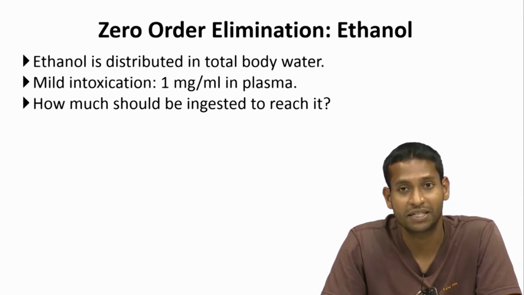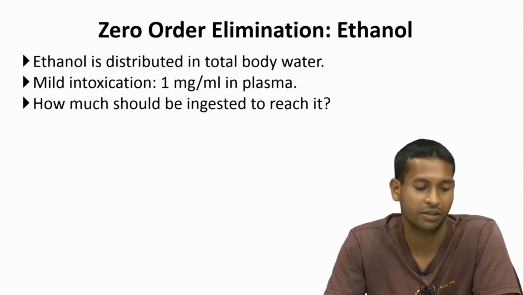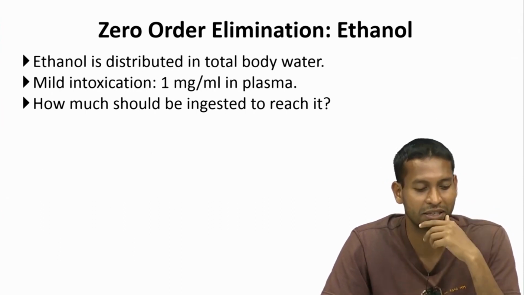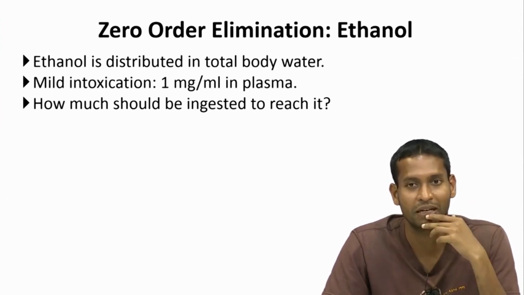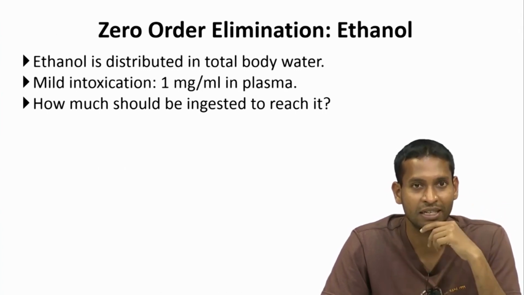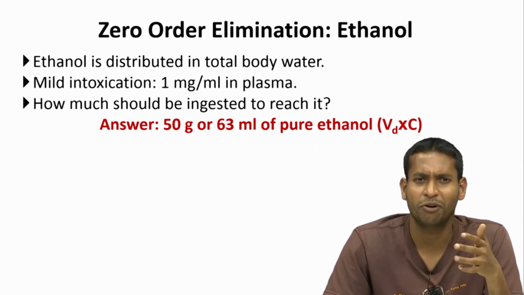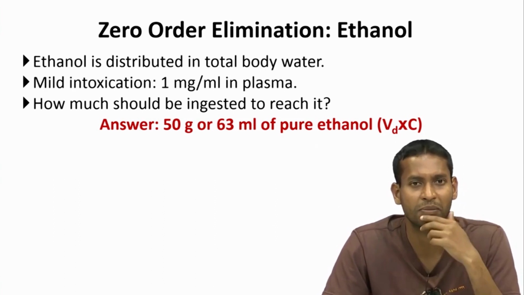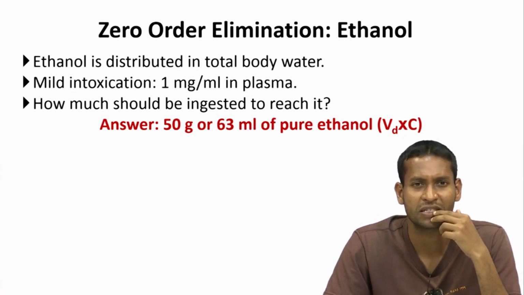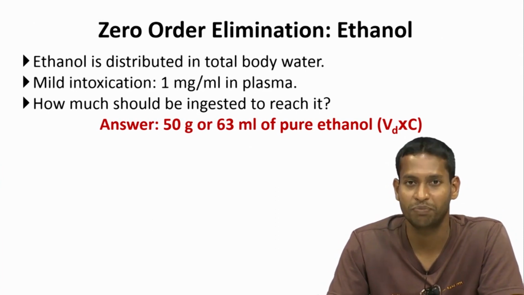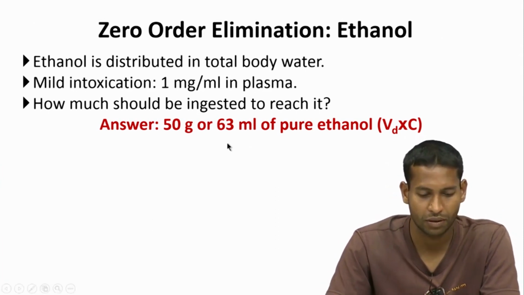So how much should be ingested so that we reach that concentration, or how much does a person typically consume to get to 1 mg per ml? As I said, the total body water is about 50 liters, and so we need to consume about 50 grams. If we consume about 50 grams, we are talking about 1 mg per ml total plasma concentration, which is essentially, if you consider the density of the ethanol, about 63 ml of pure ethanol.